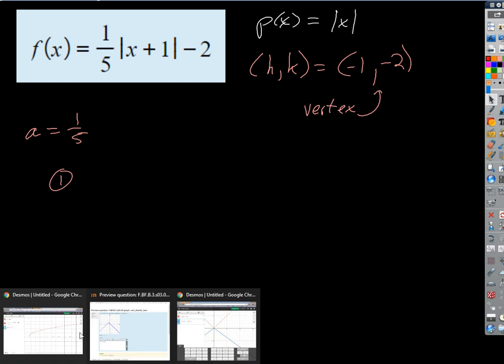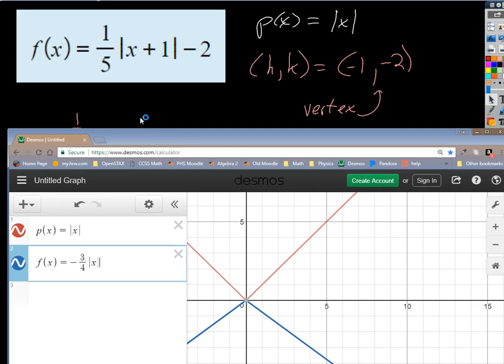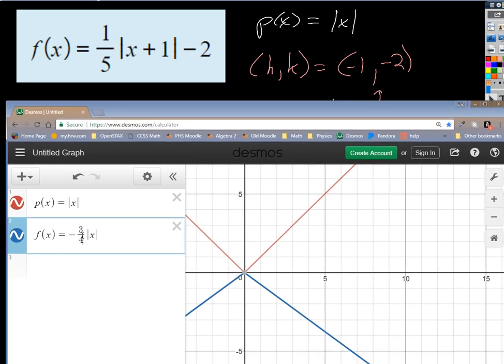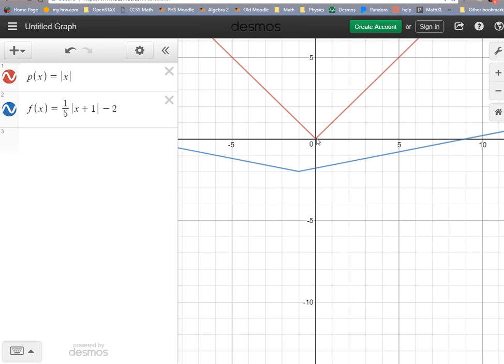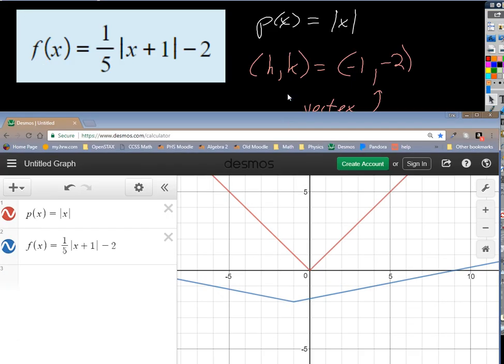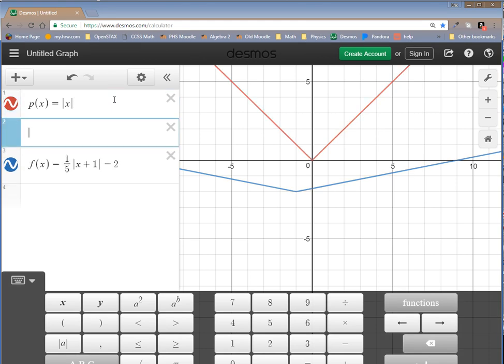Let's see, where's that guy? That's what I want. But what was my function here? It was 1/5 the absolute value of x plus 1, minus 2. Okay? So look what we did here. There's our vertex. Like you said, it went back 1 and down 2. You already told me that the coordinates of the vertex were -1, -2, right? Good. Okay, let's look at a couple other points.